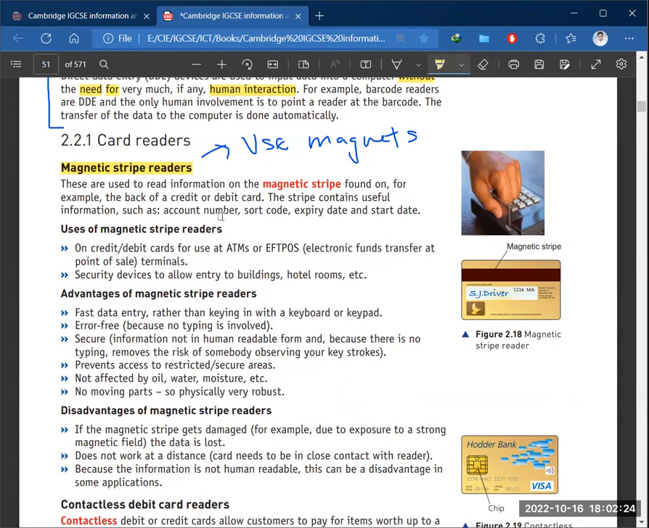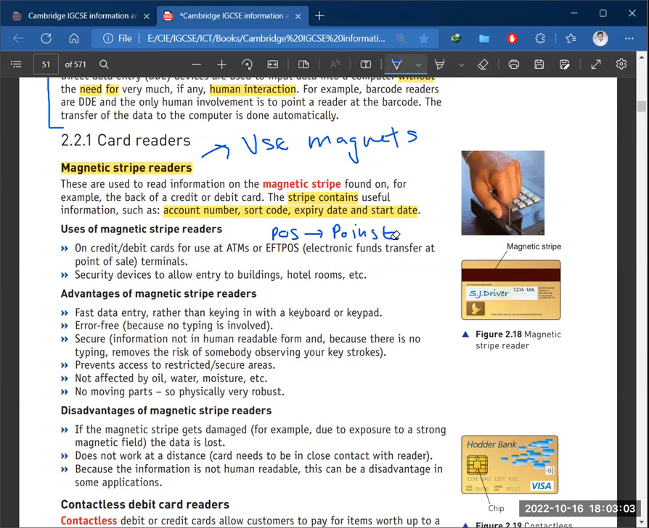First, let's read the information that the stripe contains. Zara, read this, the highlighted part. Stripe contains account number, sort code, expiry date, and start date. Sorry, date. And uses of magnetic stripe readers are on ATMs and POS terminals. Forget EFT, call it POS. What is POS? Point of sale.